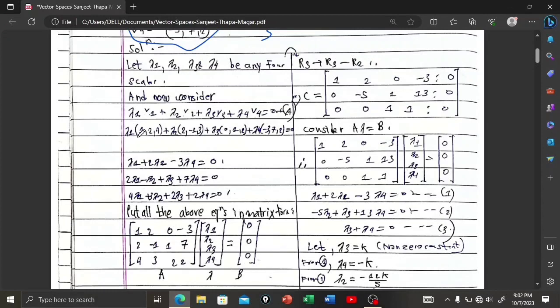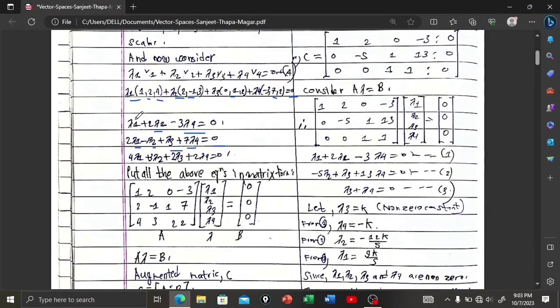Now, first taking the first components: lambda1 plus 2 lambda2, and lambda3 is 0 here, and minus 3 lambda4 equals 0. Then the second: 2 lambda1 minus lambda2 plus lambda3 plus 7 lambda4 equals 0. And then the third: 4 lambda1 plus 3 lambda2 plus 2 lambda3 plus 2 lambda4 equals 0.